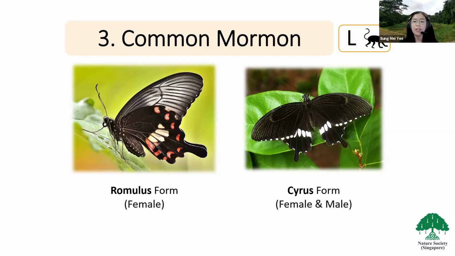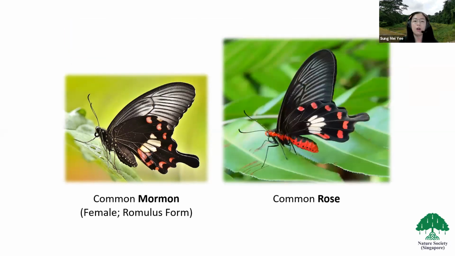If you look at the colors and patterns on the butterfly for the Romulus form, you realize it's also black in color with red spots on the hind wing and this white central patch. If I put the common Mormon side by side with the common rose, you realize these two butterflies look very alike. Why is that so? That is because the female common Mormon in the Romulus form is mimicking the common rose.